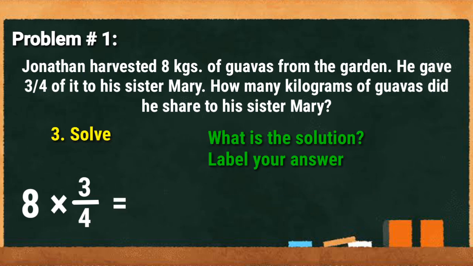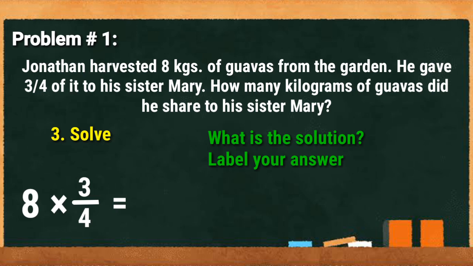So we are done with step number 2. Let's proceed to step number 3, which is solve. This time we are going to solve because we already have the number sentence for the problem. So 8 times 3/4 equals n. Let's go back to our previous lesson about multiplication of fractions and whole numbers. Here we can apply what we have learned.